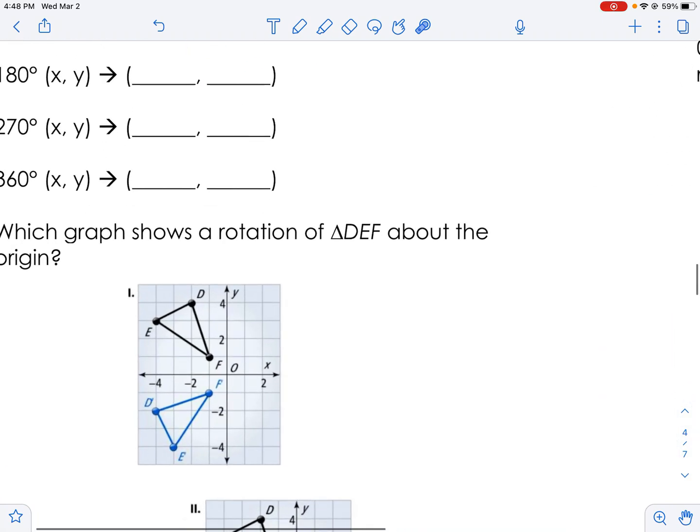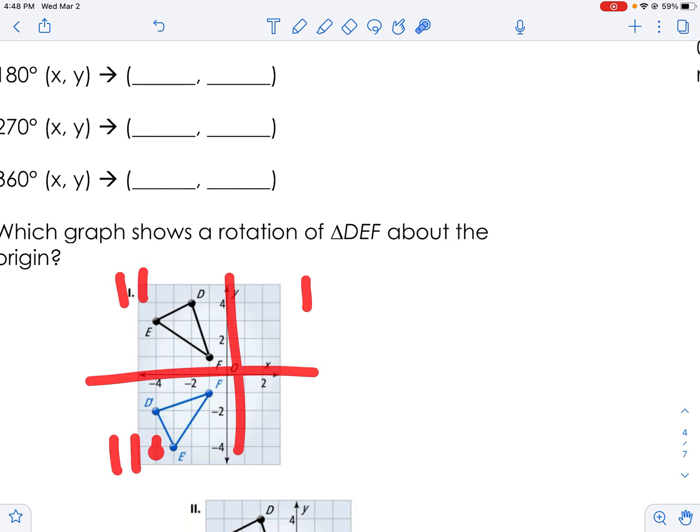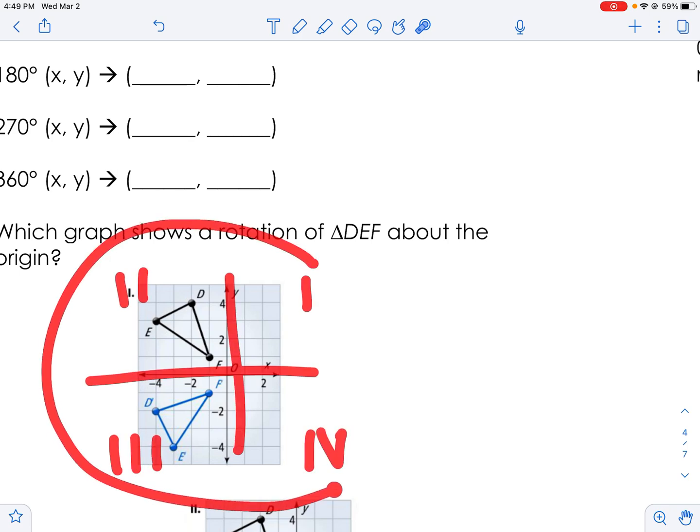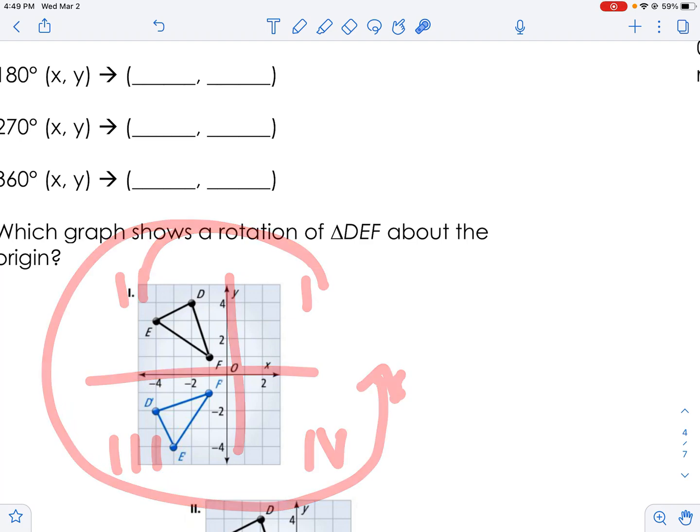And if we take a look at just a graph, it has 4 parts: the first quadrant, second quadrant, third quadrant, and fourth quadrant. So whenever we rotate, we have this degree of rotation that's going to rotate it around my graph. And typically what it will do is turn from one quadrant to the other quadrant.